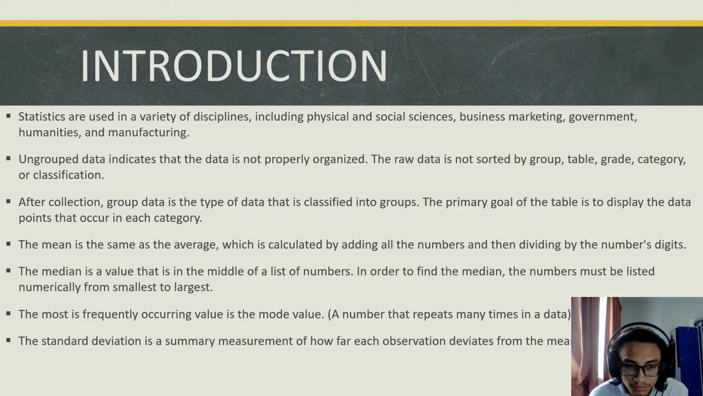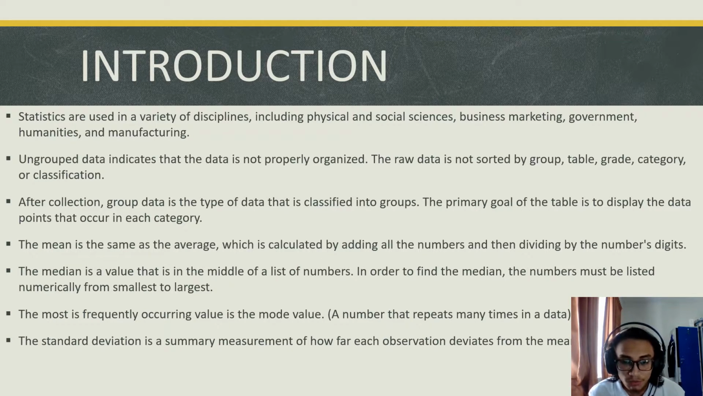Ungrouped data is not properly organized. It is raw data. It's not sorted by group or classified in categories. After collection, grouped data is data that is classified into groups after the ungrouped data. The primary goal of the table is to display the data points that occur in each category. So, moving on to the terms in statistics, which are mode, median, and mean.